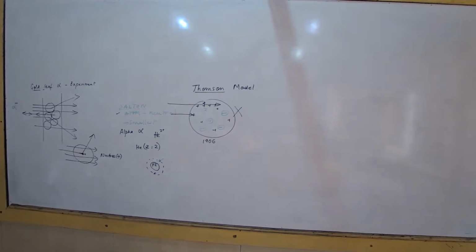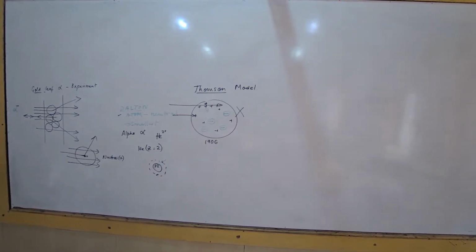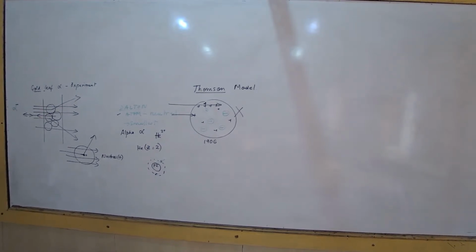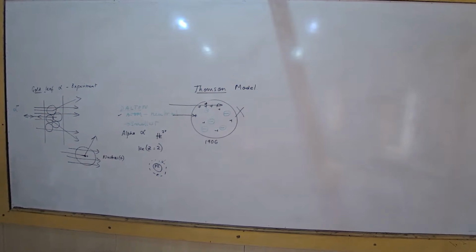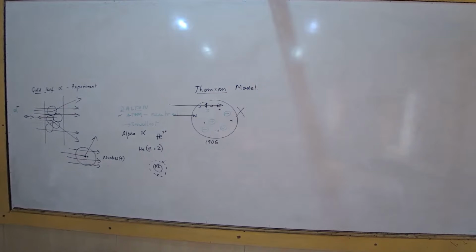Thomson proposed that an atom consists of a positively charged sphere and the electrons are embedded in it. The negative and positive charges are equal in magnitude, so the atom as a whole is electrically neutral. Although Thomson's model explained that atoms are electrically neutral, the results of experiments carried out by other scientists could not be explained by this model.